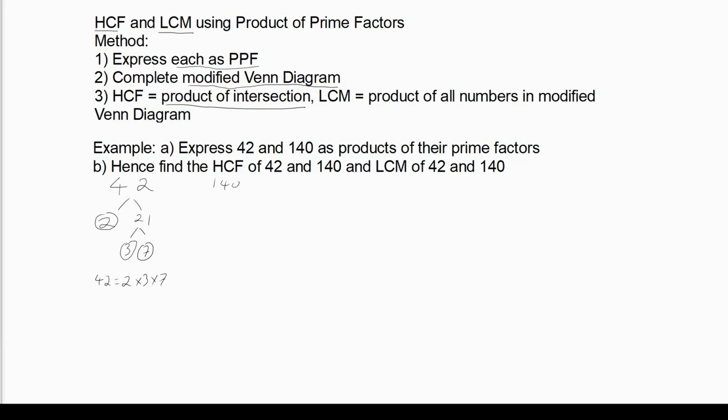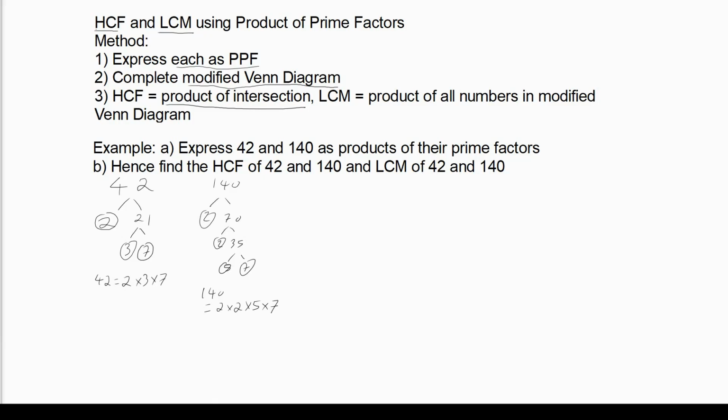140, same sort of thing. 2 and 70. 2 and 35. 5 and 7. 140 is equal to 2 times 2 times 5 times 7.